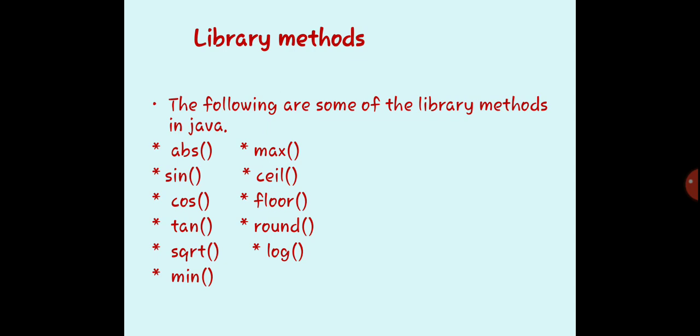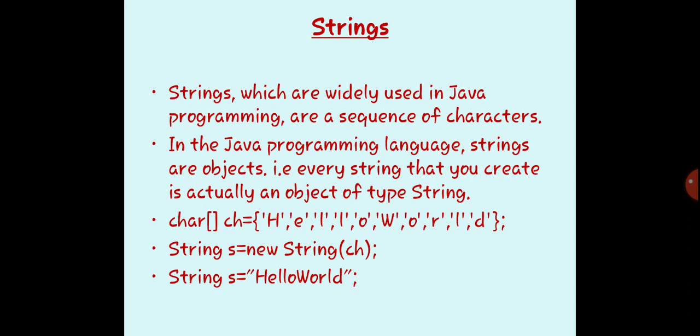Then round is rounding of any value. For example, for 2.5, it will give us 3. It will round the value. Then 3.6, it will give the value 4. Then 10.2, it will give the value 10, because the decimal point is less than 5. So that is the round value. Then log. The logarithmic value of any value is given by the log method. Now it is strings.